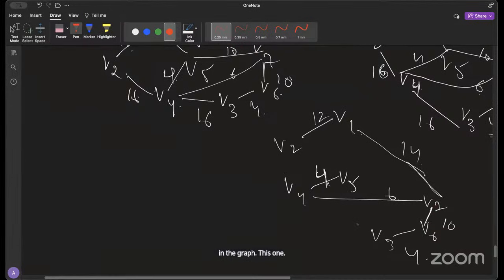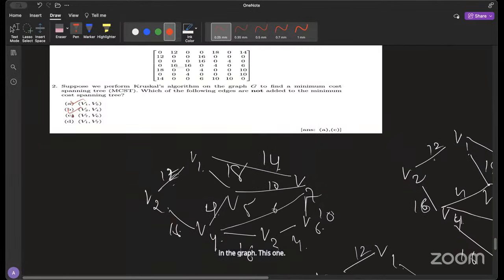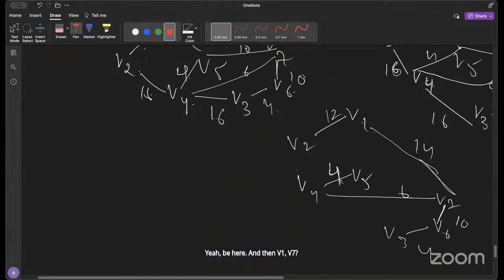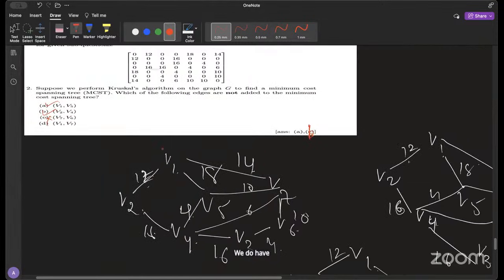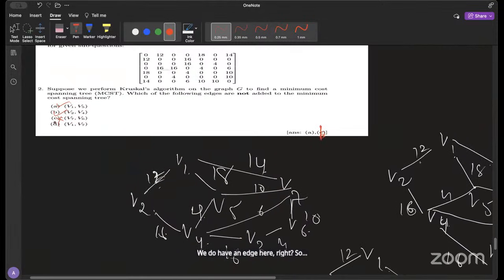This one. This option is actually incorrect. We have V here, and then V1, V7, we do have an edge here, right? So this can be an edge. So this is incorrect. These are the two correct options.